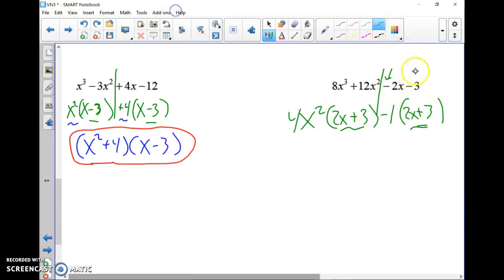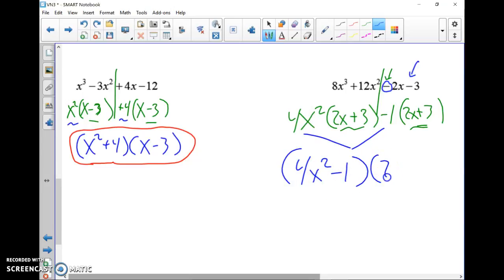So if you ever see, on the right side, it doesn't look like there's a common factor, take out a 1 or a negative 1, and always take out that sign. So if that's a negative, take out a negative 1. If that's a positive, take out a positive 1. And remember, that's going to get grouped there. So this is your GCFs together, 4x squared minus 1 and 2x plus 3.